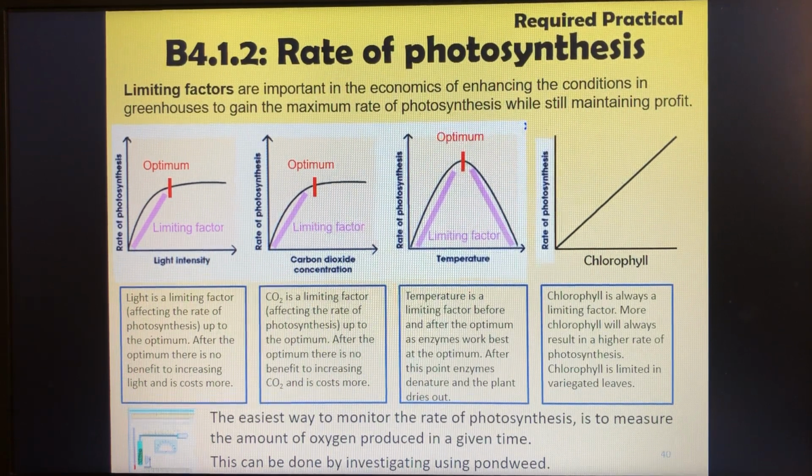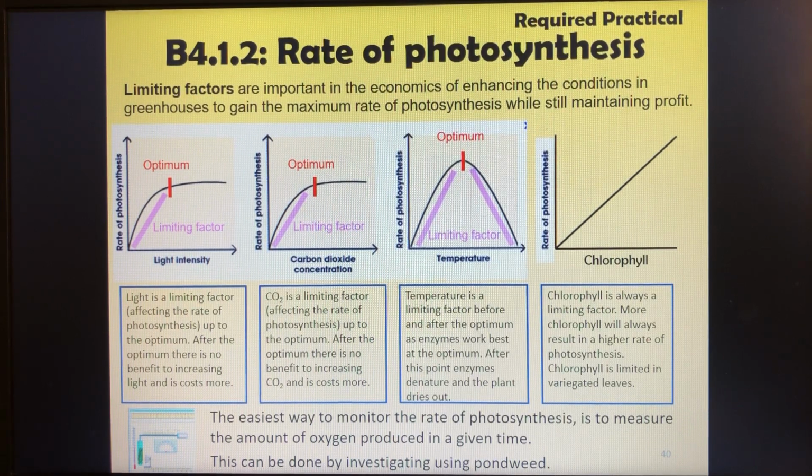So we've said that this is a required practical. The required practical states that we're looking at light as a limiting factor, but as we know, we can see lots of different examples of exam questions. We have looked at light as a limiting factor, carbon dioxide in the form of that sodium bicarbonate, temperature, and we haven't talked about chlorophyll yet, but we have referred to chlorophyll as being kind of like an oven. So we've got our reactants, that's like our cake mix, and the more chlorophyll, the more ovens we've got, the more photosynthesis can occur. So you can see the more chlorophyll always means a higher rate of photosynthesis.